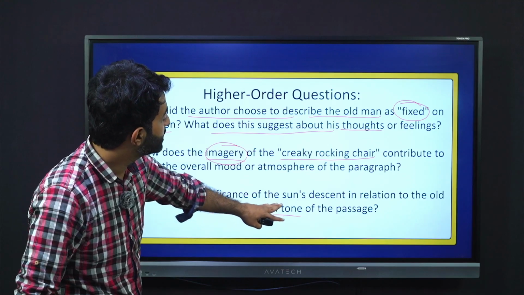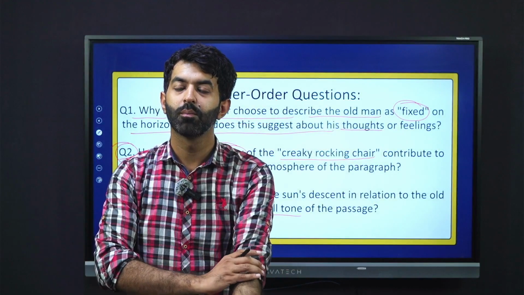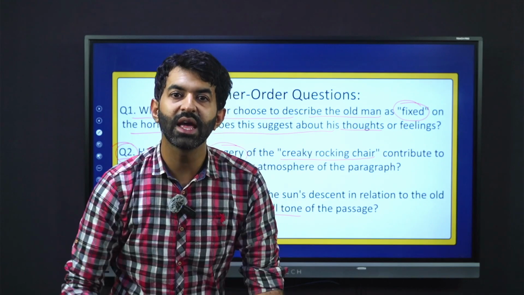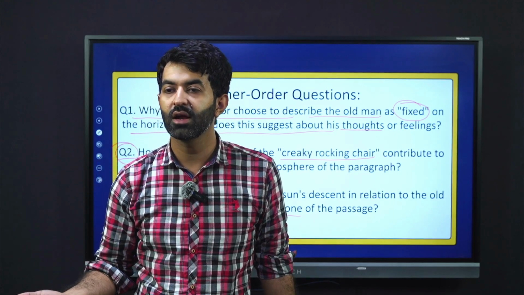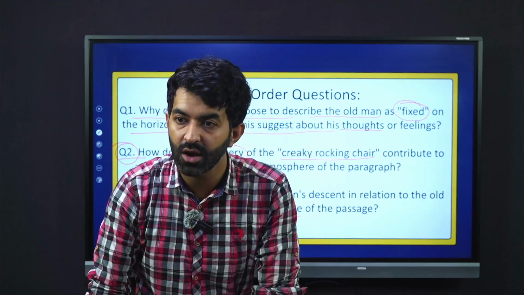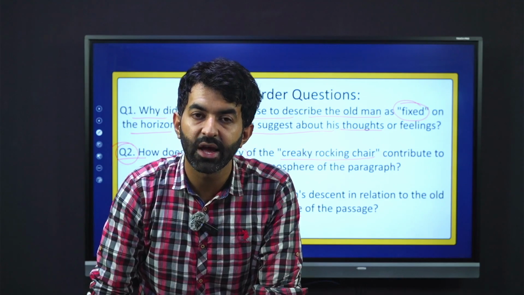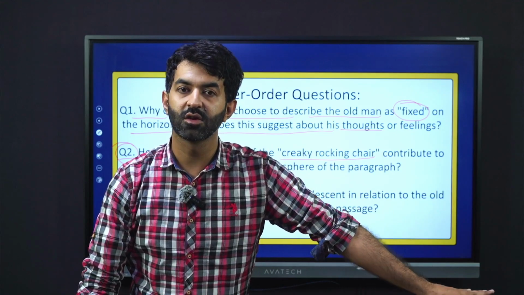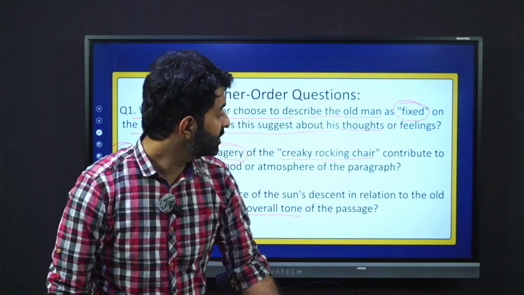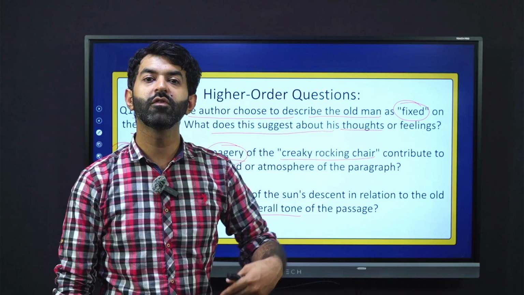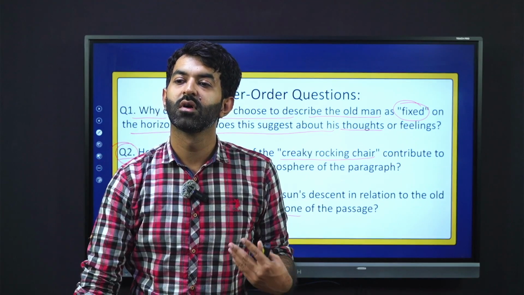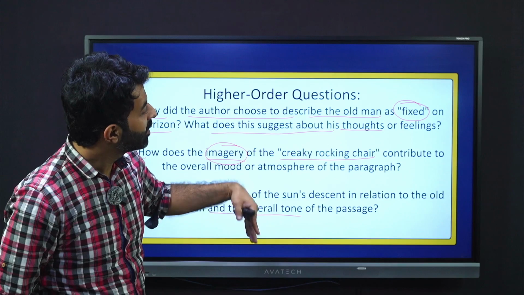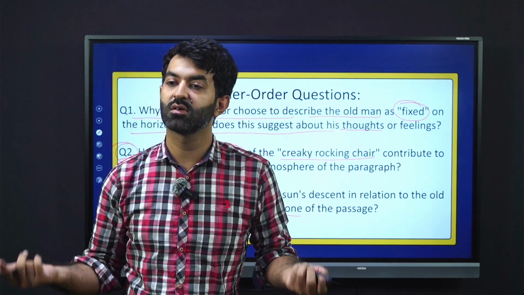So now we will see what do you mean by the sun setting? The sun is about to set. It means the day is about to be over and it will be dark really soon. It will get dark very quickly, and probably the old man will keep on sitting over there or he may go into the house inside the room. So again, this is giving us a sense of loneliness, a sense of aloofness from the society. So again, when we answer this, this is a higher order thinking question. It requires our thinking skills.